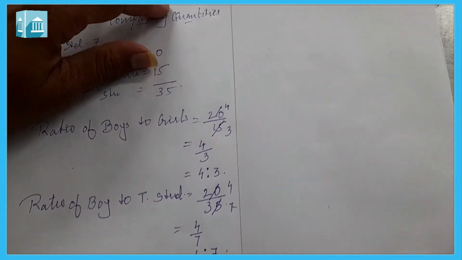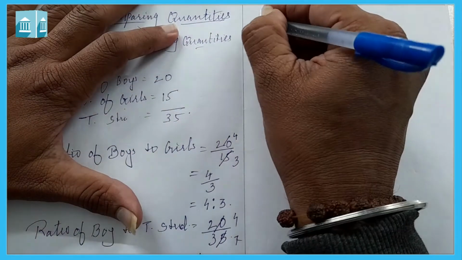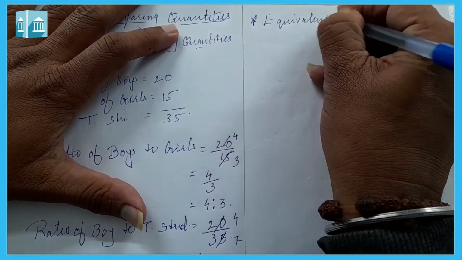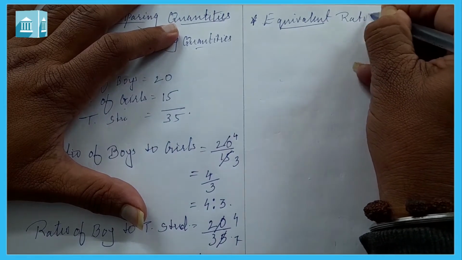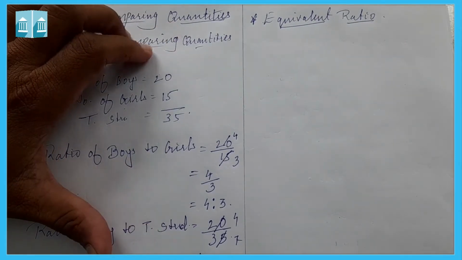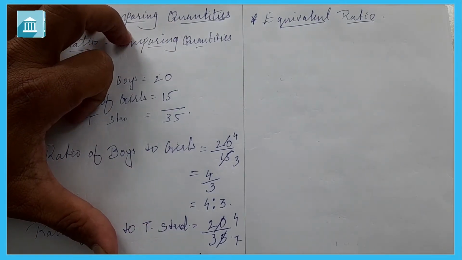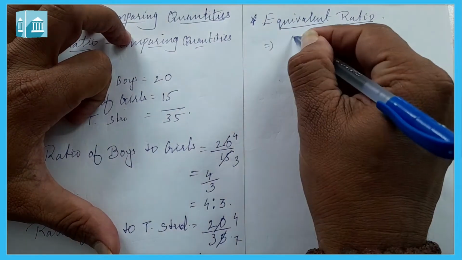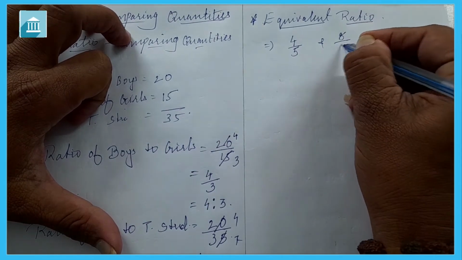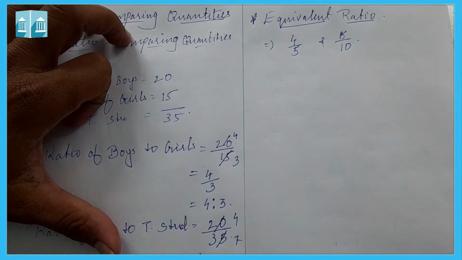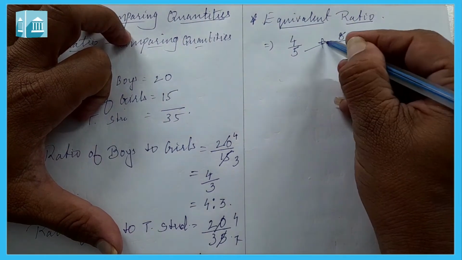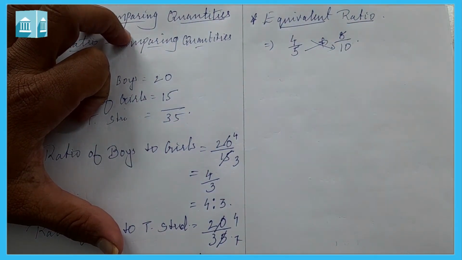Now let us come to the next topic, that is equivalent ratios. Equivalent ratios means when two ratios are equal. When two ratios are equal, we can say that they are equivalent ratios. For example, if we have 4/5 and another is, suppose, 8/10, we have to find out whether these two ratios are equal or not. Then we can cross multiply and find it out.